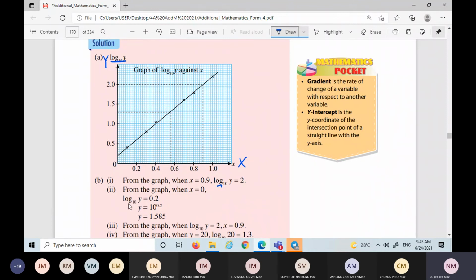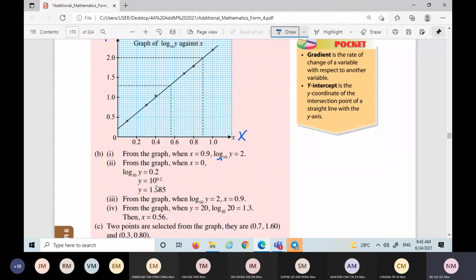So you are reading log Y is 0.2 from the graph. Then after that, only then you press the calculator to get the value of Y. This 10 to the power of 0.2 is the same as the anti-log of 0.2. Okay, now we go to part 3.